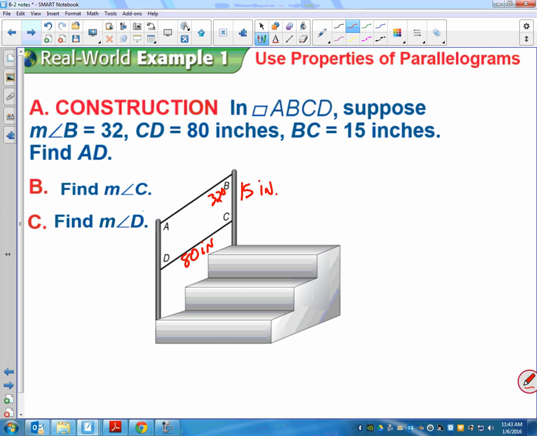So based off the properties I just gave you, don't yell it out, but there's 3 things that you should be able to say based on what we know. It says find AD, find the measure of angle C, and find the measure of angle D. Using the properties, see if you can do that really quickly before we move on.